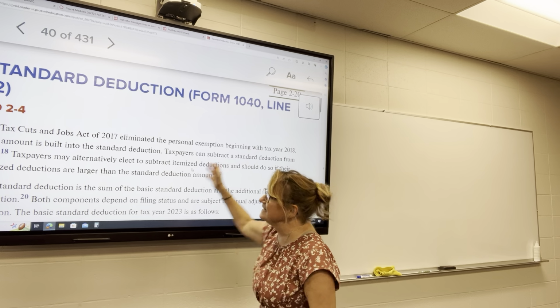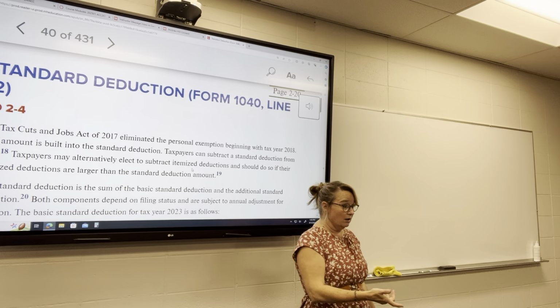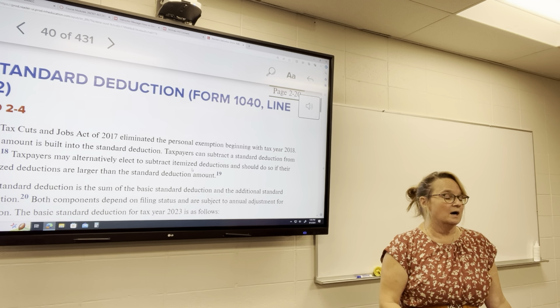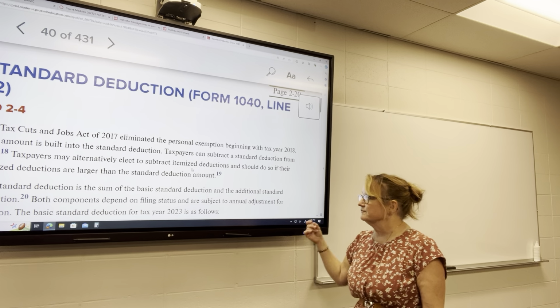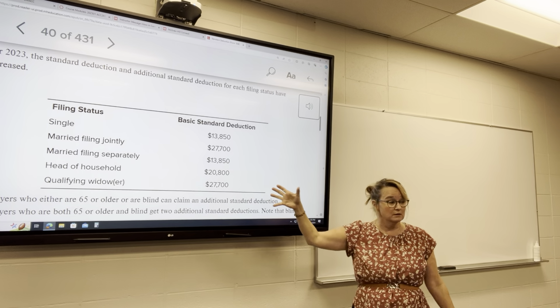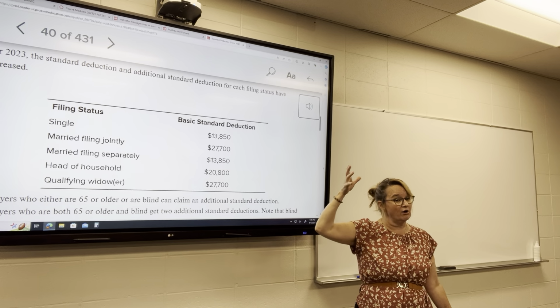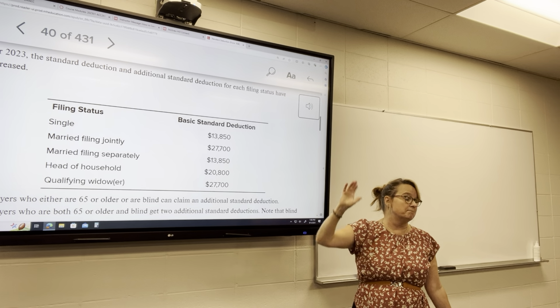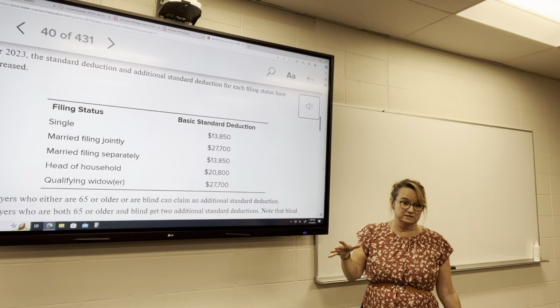And standard deduction, recall, is dependent on filing status. You can find the standard deductions here. You can also find them on the first page of the Form 1040, bottom left corner. They are listed there.